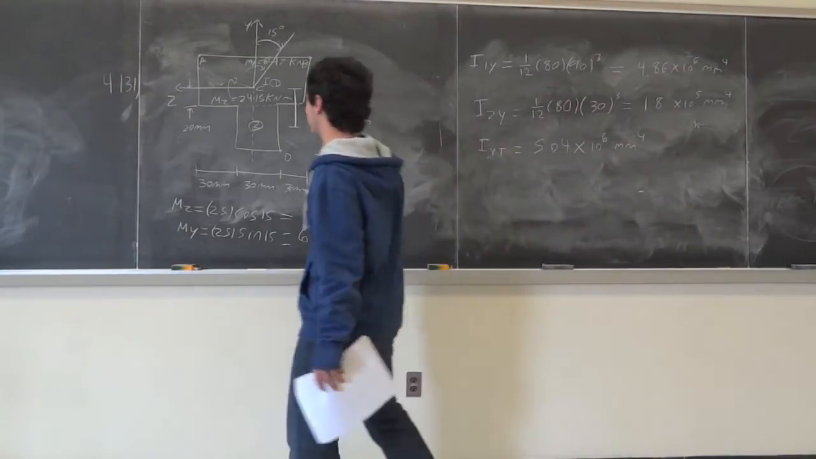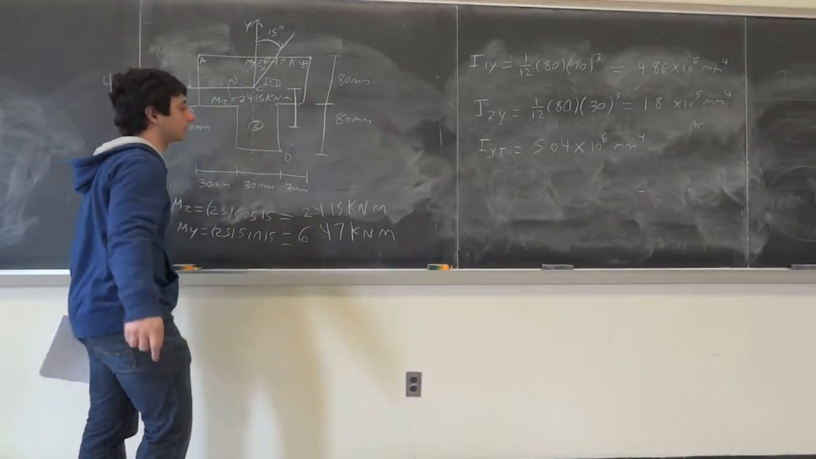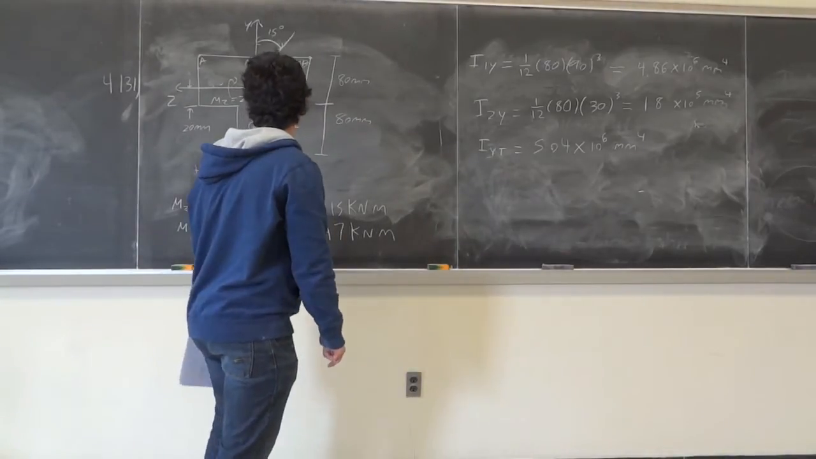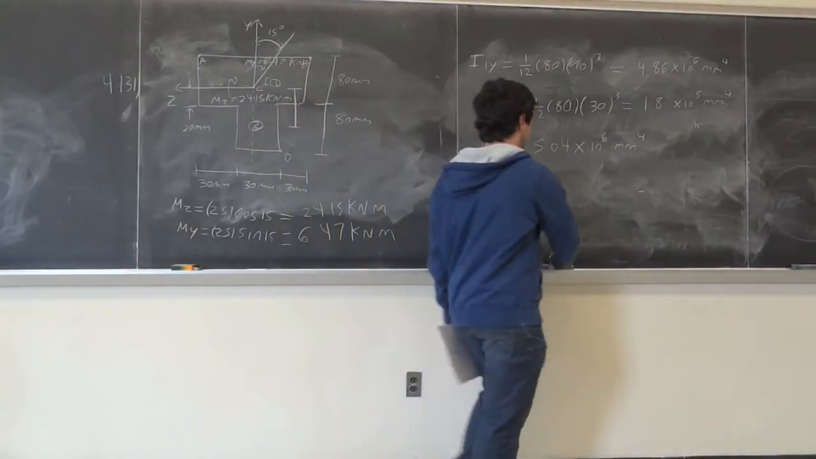Okay. All right, so you got the total moment of inertia around the z-axis and the y-axis. Now we can find the stress, okay? We could find the stress at point A, B, and D. So let's do that.